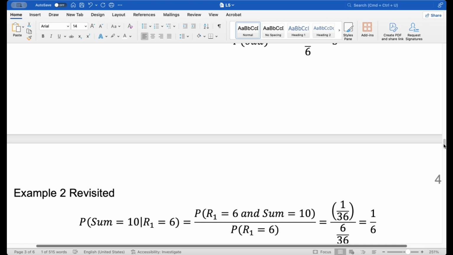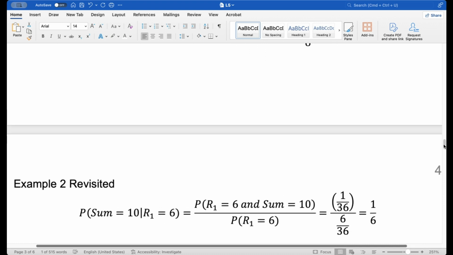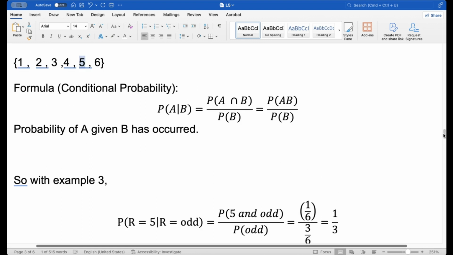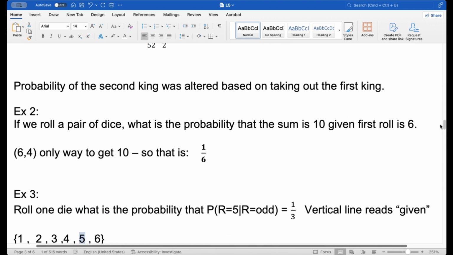Now, the numerator is 1 out of 36. There's only one way to have the first roll 6 and the sum 10. It has to be the ordered pair 6 first, then 4. So there's only one way to achieve that out of 36. 36 cancels out. You're left with 1 out of 6, which is what we had the first time.